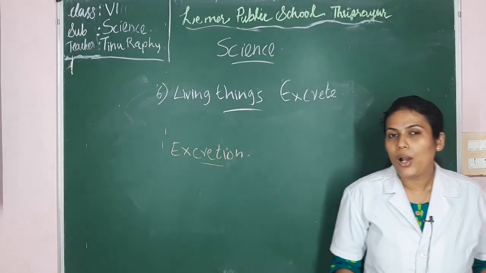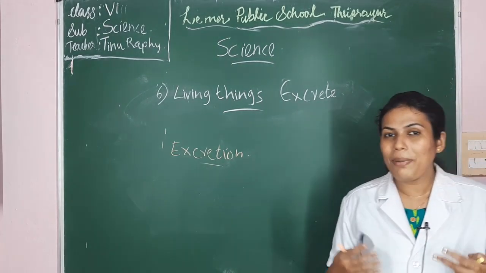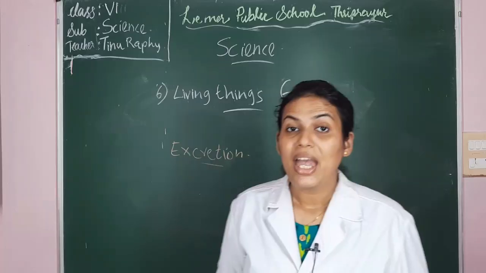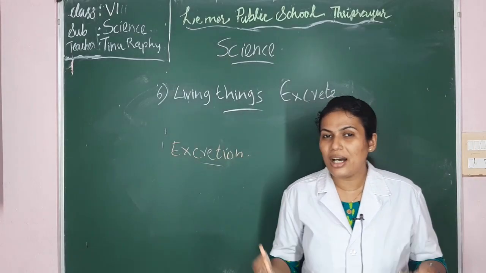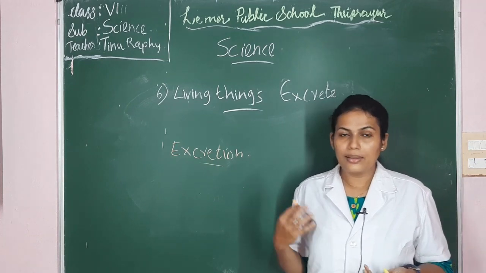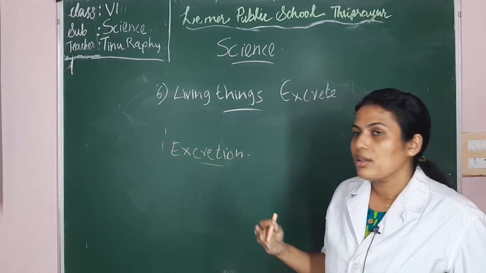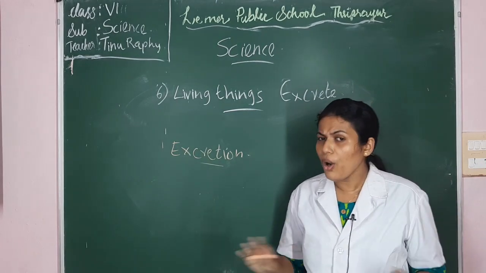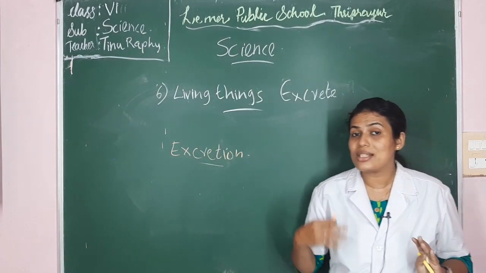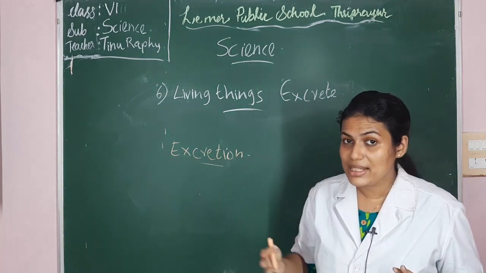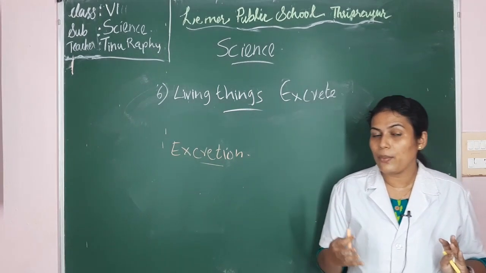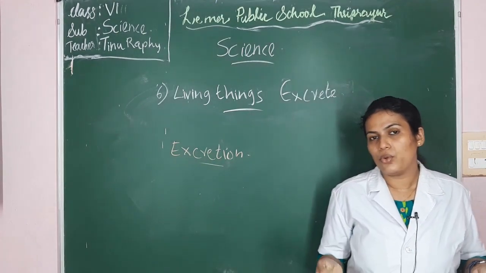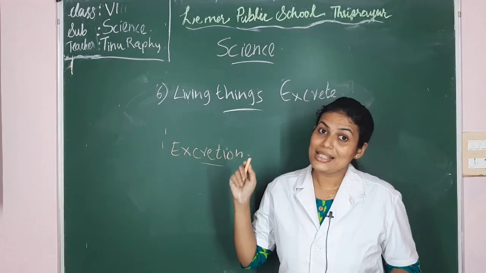So we know that all the animals excrete. And do plants excrete? Yes, the plants also excrete through the stomata, and also through secretions like gum, resin, etc. Those are the excreted products of the plants. So plants also excrete. All the living organisms show excretion, the process by which living organisms remove waste materials from their body. So that is the sixth point.